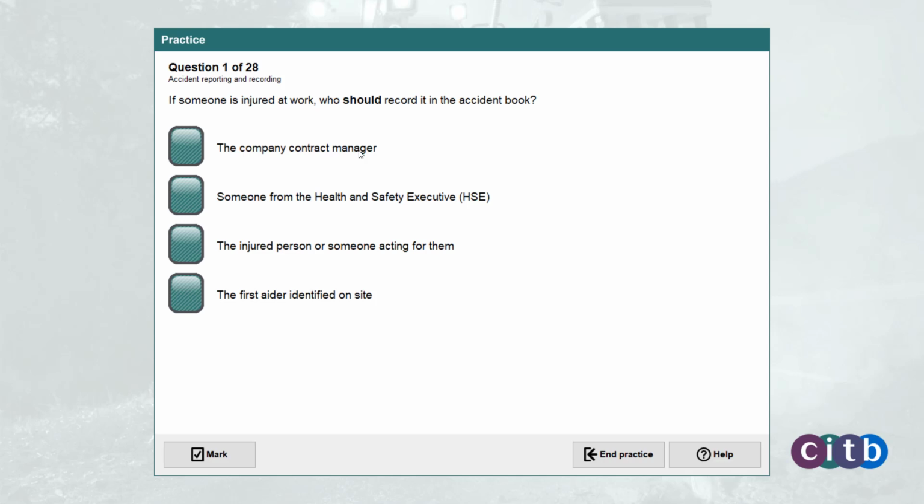In the accident book. The company contract manager. Someone from the Health and Safety Executive, HSE. The injured person or someone acting for them. The first aider identified on site.